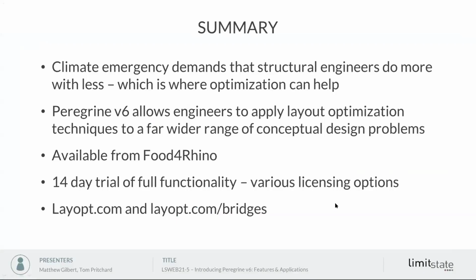So that brings us to the end of the webinar section. We'll have maybe some Q&A in a second, but just to summarize, the climate emergency is demanding that structural engineers do more with less material, which is where optimization can be a big help. Peregrine version 6 allows engineers to apply layout optimization techniques to a far wider range of conceptual design problems, and you can download it from Food for Rhino.